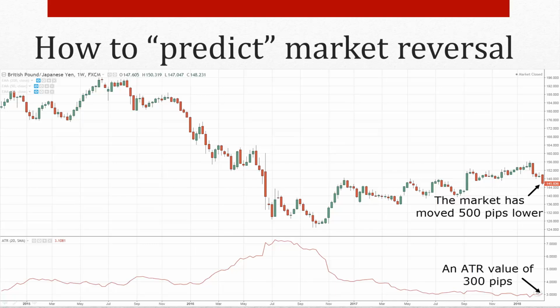So here's an example. You can see that this is the British pound yen. The weekly time frame has about 300 pips on its weekly ATR. On this candle over here, you see that this market has already collapsed 500 pips lower.